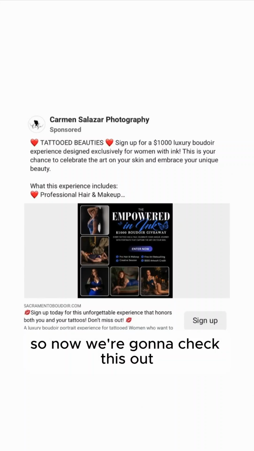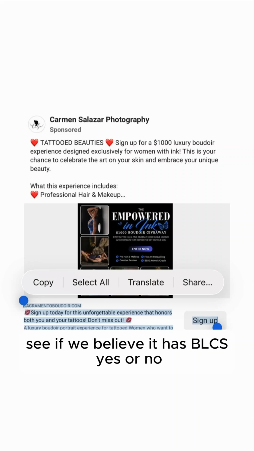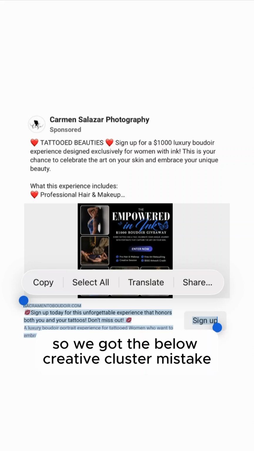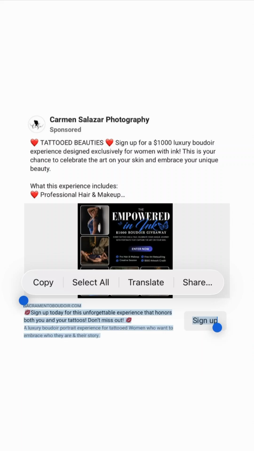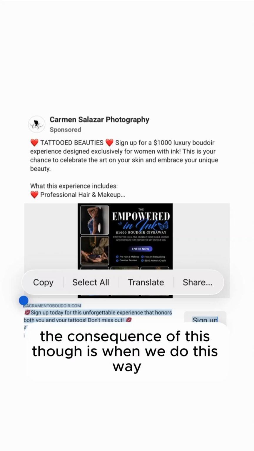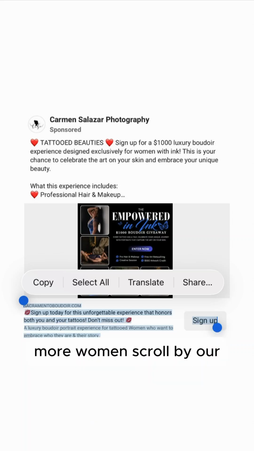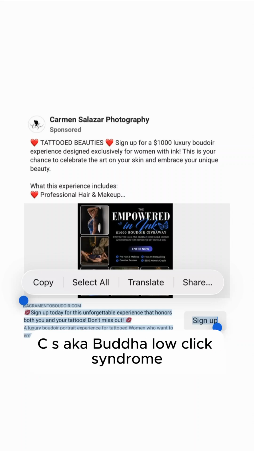So now we're going to check this out. See what we got going here. Going to diagnose to see if we believe it has BLCS, yes or no. So we got the below creative cluster mistake. The false belief that causes us to make this mistake is that we actually believe and trust what Facebook tells us to fill out when we fill out our ads is what we should fill out. The consequence of this, though, is when we do this, way more women scroll by our Boudoir Facebook ad than necessary, pulling our unique CTRL under 6%, contributing to BLCS, aka Boudoir low click syndrome.